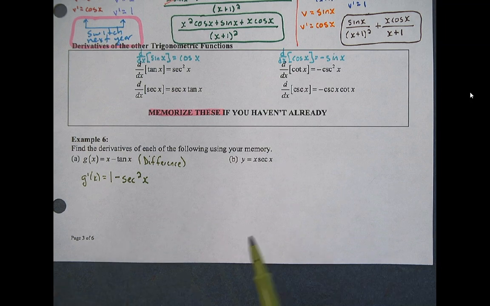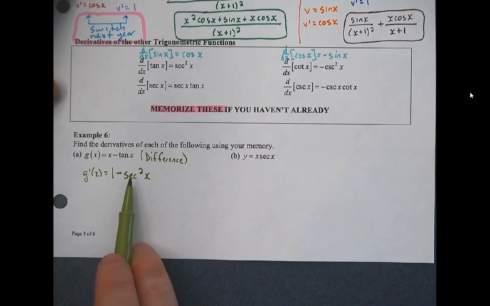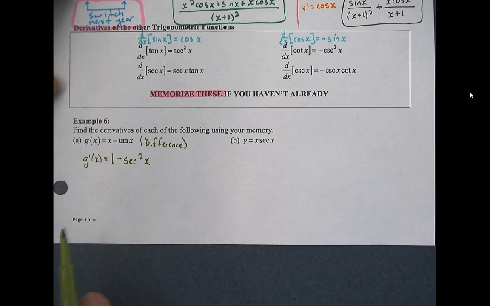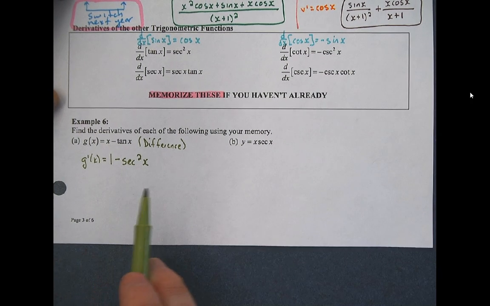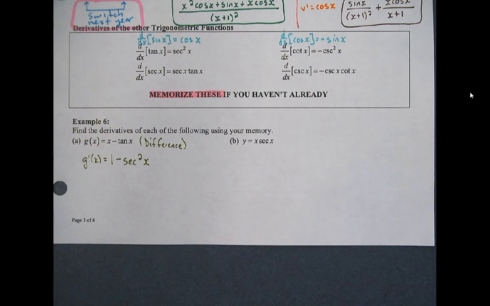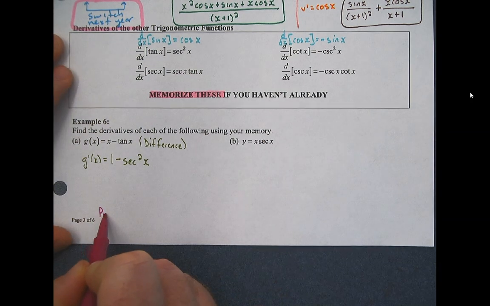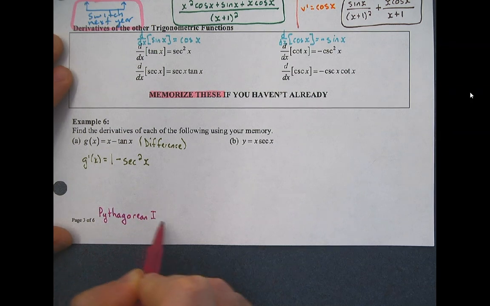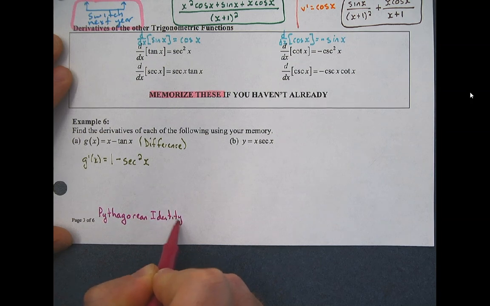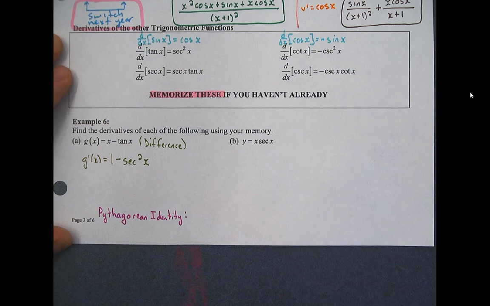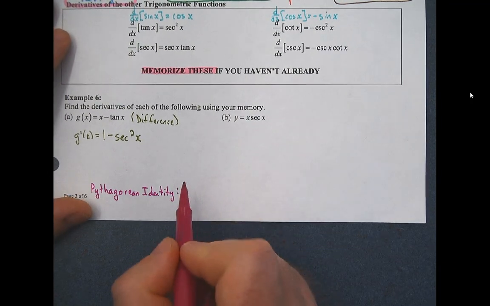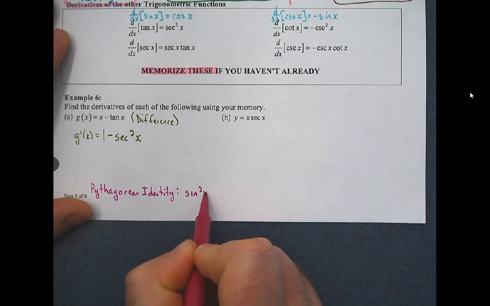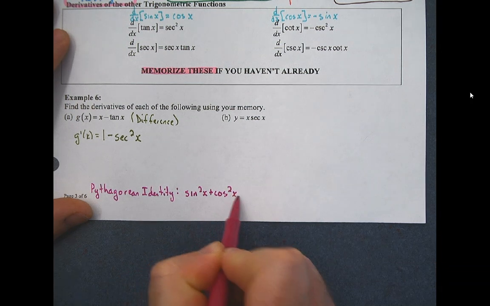All right, now from here, you can actually clean this up a little bit more. College Board expects you to know all of the Pythagorean identities. I don't expect you to know them all, but I expect you to know the big one. And what's the big Pythagorean identity? The big Pythagorean identity is sine squared plus cosine squared equals 1.